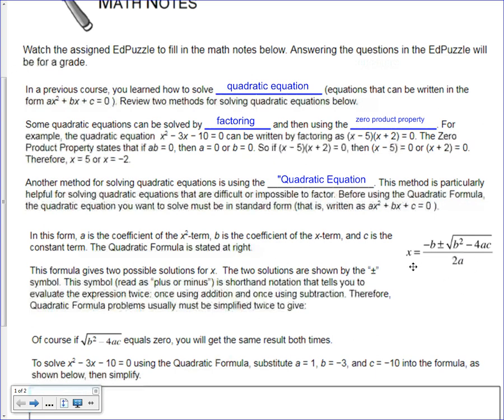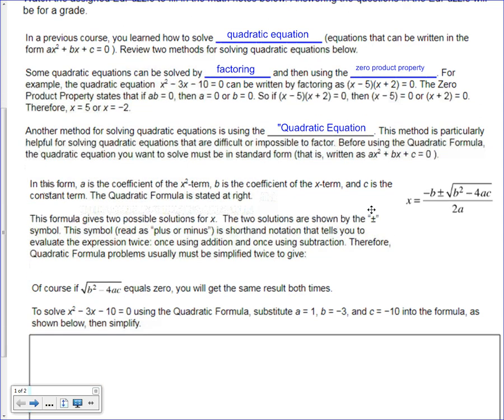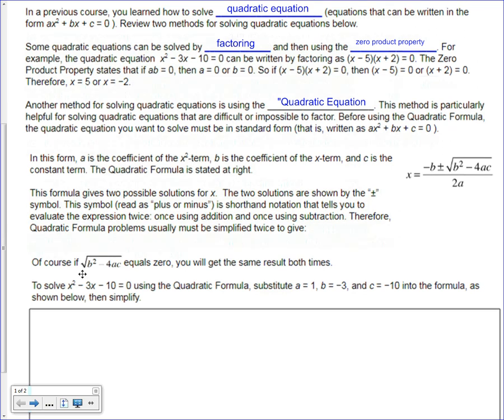So here's the quadratic formula. It's read as x is equal to the opposite of b plus or minus the square root of b squared minus 4ac, all divided by 2a. This formula gives two possible solutions for x. The two solutions are shown by this plus and minus symbol that reads plus or minus. In shorthand notation, that tells you to evaluate the expression twice, once using addition and once using subtraction. Because when we take the square root, the answer can either be positive or negative, because negative 2 to the second power is 4, and so is positive 2. So, if b squared minus 4ac equals 0, then you'll get the same result both times.